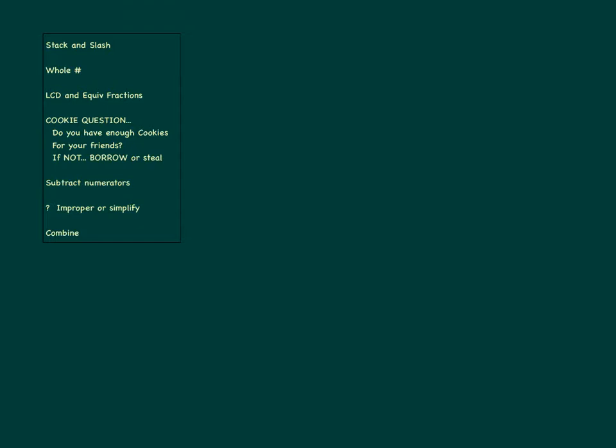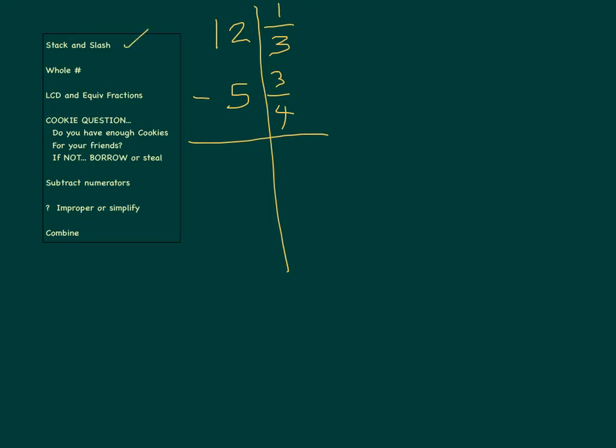All right, let's try another question. This time, let's go with 12 1/3 minus 5 3/4. So I stack and I slash. Now I'm going to take care of my whole numbers. 12 minus 5 is 7.